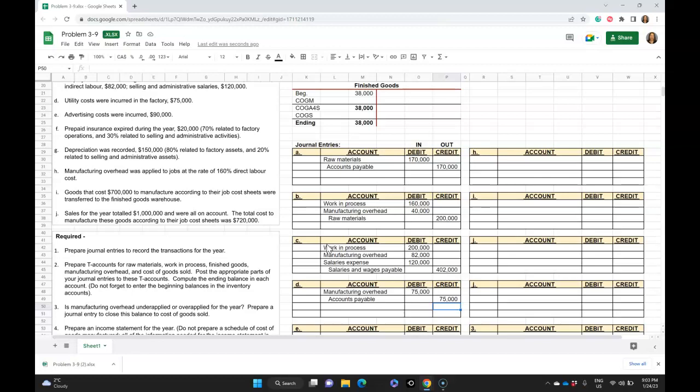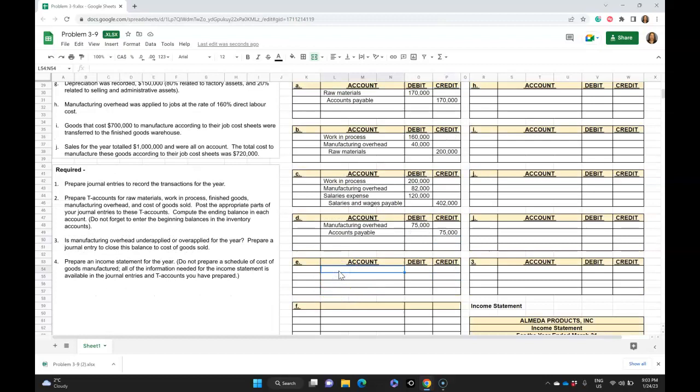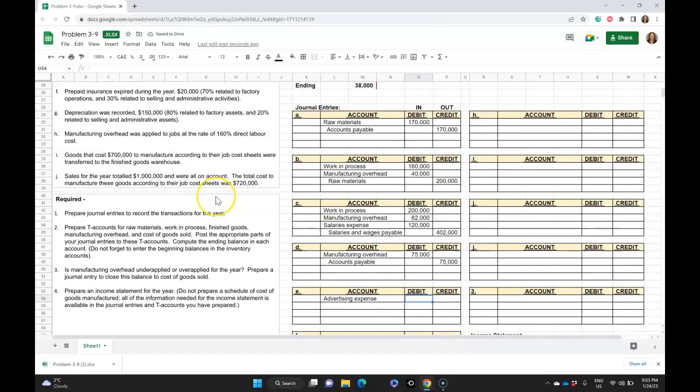In Part E, it says advertising costs were incurred for $90,000. So advertising is just a part of the selling costs. So I'm just going to put it as advertising expense. So this doesn't have anything to do with the manufacturing process. And again, I'll just guess it's accounts payable. You could also put cash. It doesn't say.